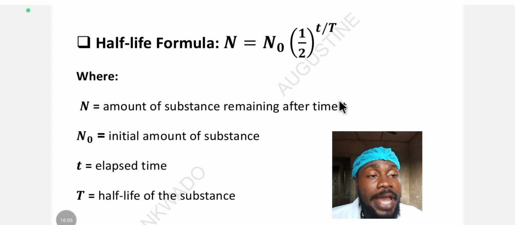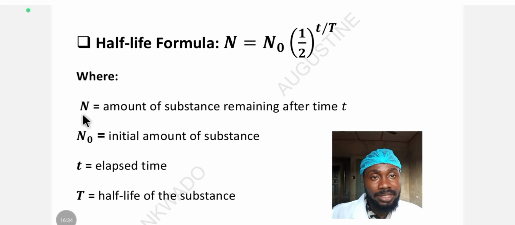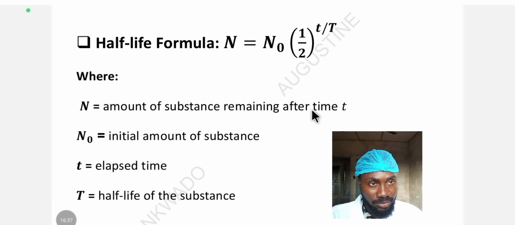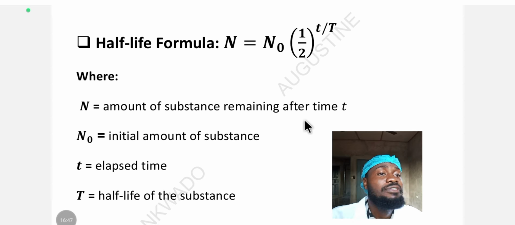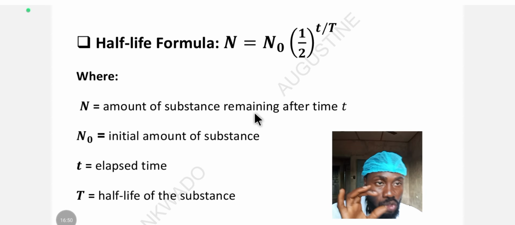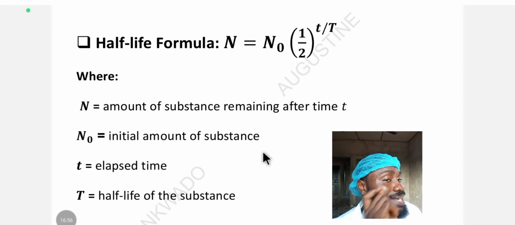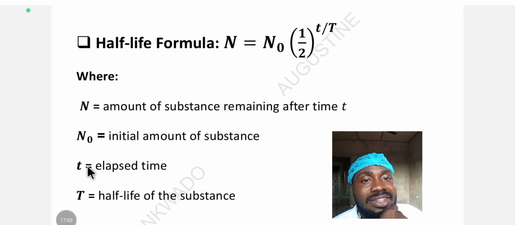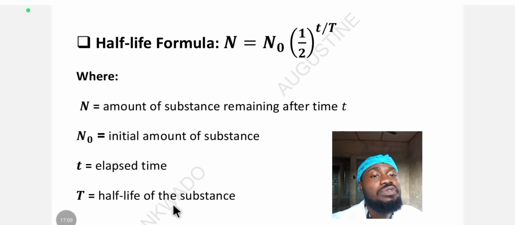The rest now: N is the amount of substance remaining after time t. So this small letter t is time. N represents the amount of substance remaining after that time, the remaining half of the nuclei. N naught is the initial amount of substance, the amount we had before the half-life or before the disintegration happened. Small letter t is the time elapsed. Then capital letter T is the half-life of the substance.